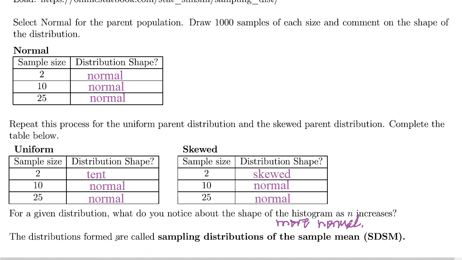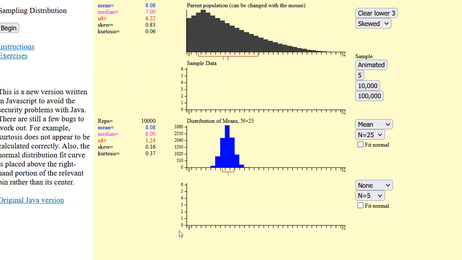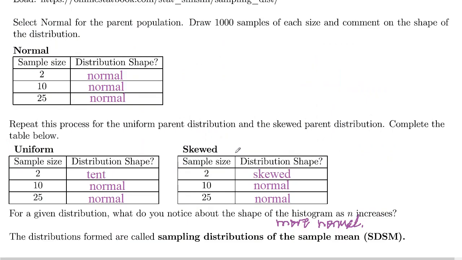So the distributions that we form, these distributions here, those are called sampling distributions of the sample mean. And we'll abbreviate that as SDSM. So if you see that abbreviation, it means sampling distributions of the sample mean. Take repeated samples of the same size, look at the distribution of the means of those samples.